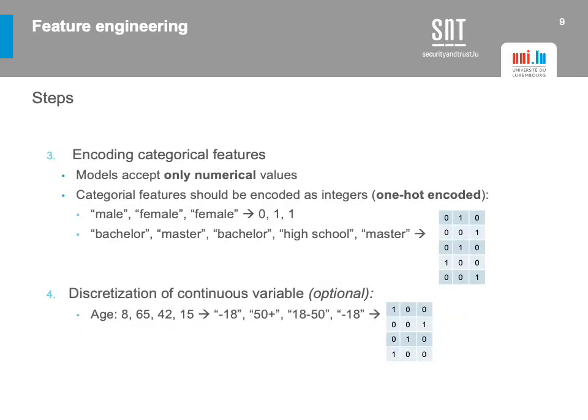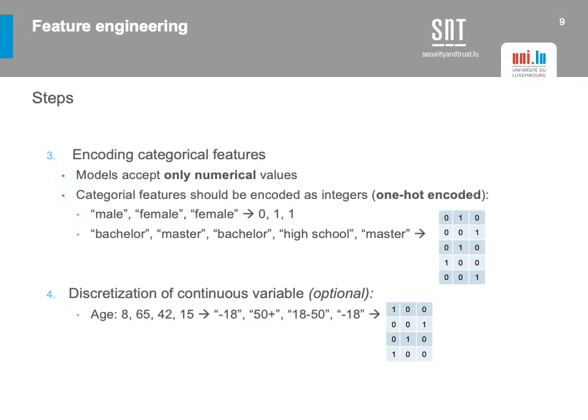So the following steps here, once we have done the first two steps, the third one is to encode categorical features. This is really important because models accept only numerical values, so if you have some categorical feature, you need to encode it in a numerical way.